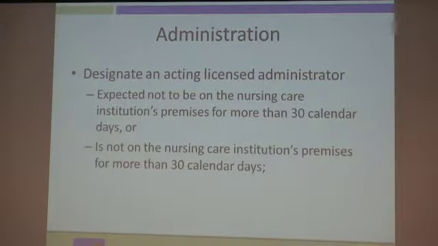All right. This is something kind of new for everyone. It's basically if the administrator is expected to be away for more than 30 days. So let's say they won a grand prize. They're going to Hawaii for 32 days. Okay. We all want to go there. All right. And they're not going to be there. They have to appoint a licensed administrator in their absence.